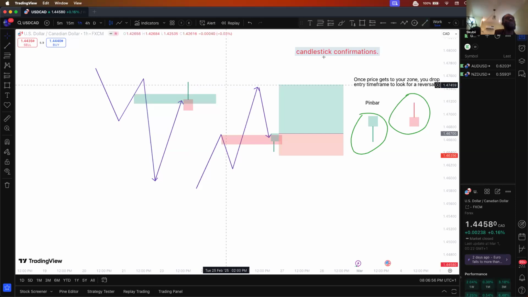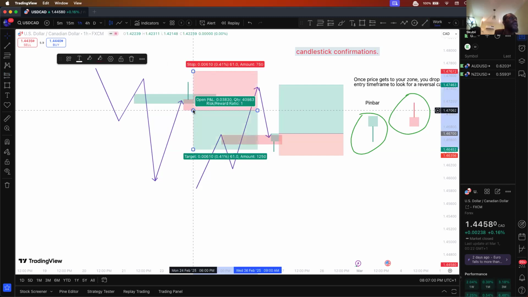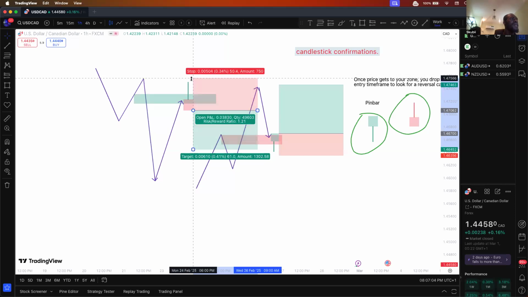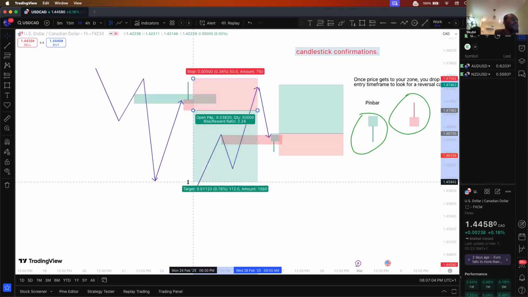Now, once the candlestick finishes forming, at the close of the candlestick, we enter. Stop loss a few pips above the candlestick, and then we target the 1 hour low, which is going to be somewhere around here. Are you guys getting the idea?